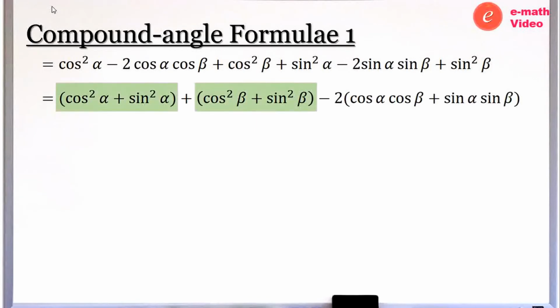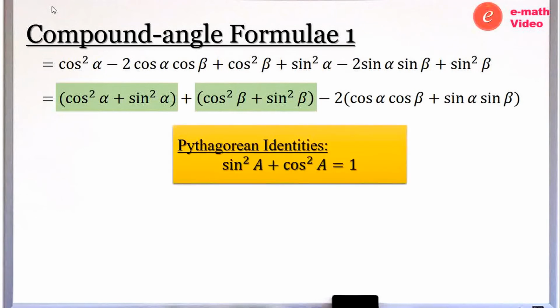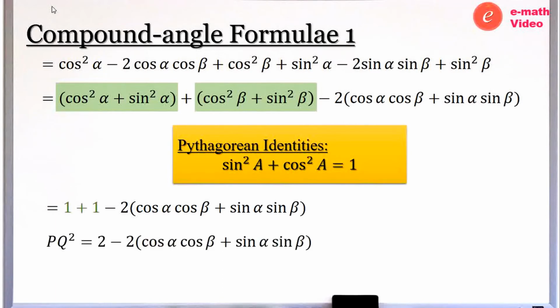Look at these two brackets. It's so familiar, right? In the last video, we just proved that sin square A plus cos square A equals to 1. In this case, it will just be alpha and beta. So 1 plus 1 minus 2, cos alpha, cos beta minus sin alpha, sin beta. 1 plus 1 is 2. And finally, we get this.